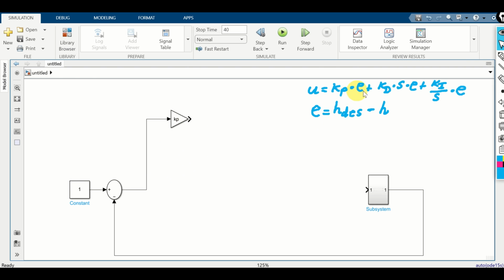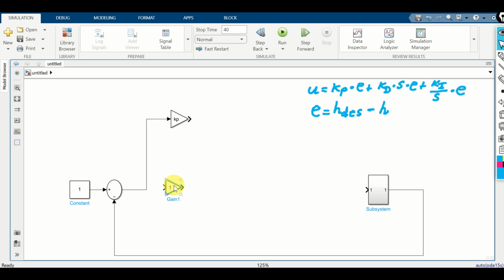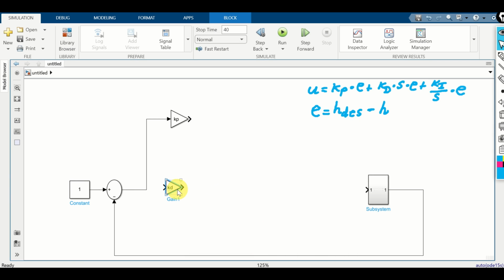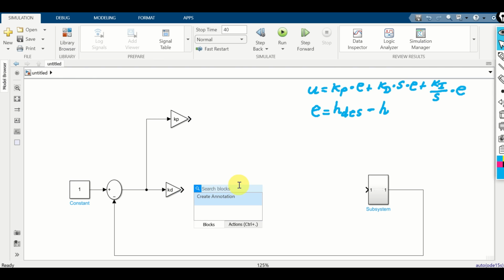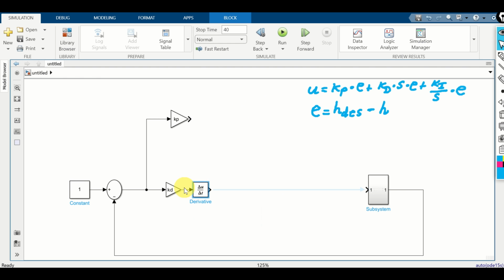and let's model our derivative action. To model the derivative action, again, we need to double-click, type gain, double-click over here once more, and type Kd, and click OK. Connect over here. Next, we need a derivative action. Double-click over here and search for derivative. Connect the proper blocks. And here's our derivative action.